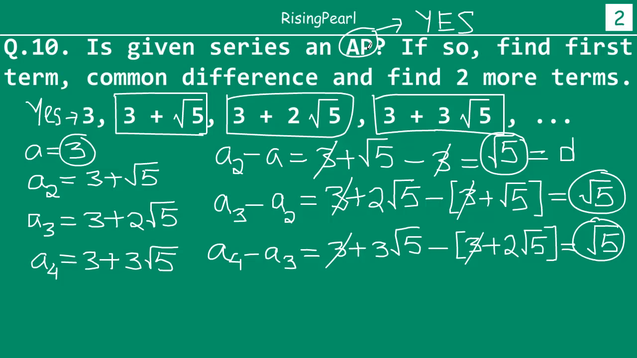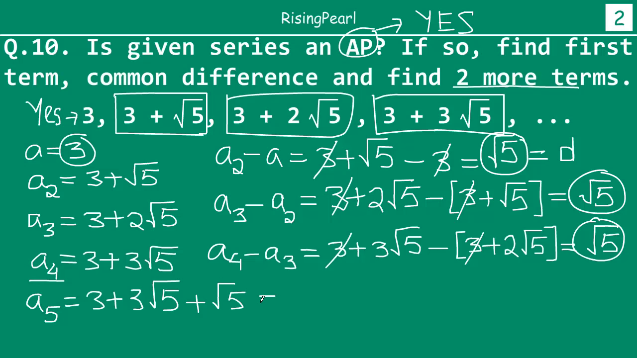So D, the common difference, is square root 5. If it is an AP, now we have to find two more terms. So let's write it here. A5 will be, we take A4, which is 3 plus 3 square root 5, and add the common difference, which is square root 5. So we get 3 plus 3 square root 5 plus 1 square root 5, which is 4 square root 5.